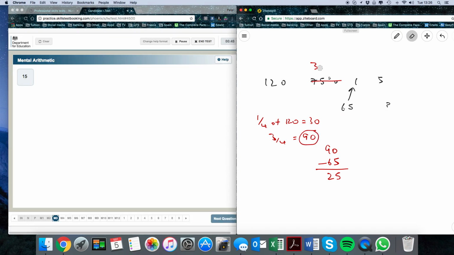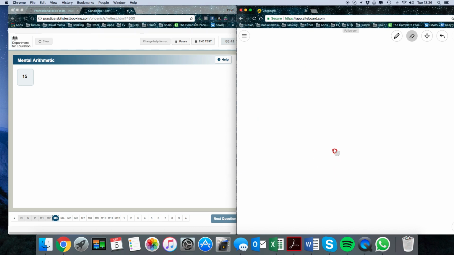Question 3. In a year group of 120 pupils, 15 achieved an A star in GCSE English. What percentage of the year group achieved an A star in GCSE English?